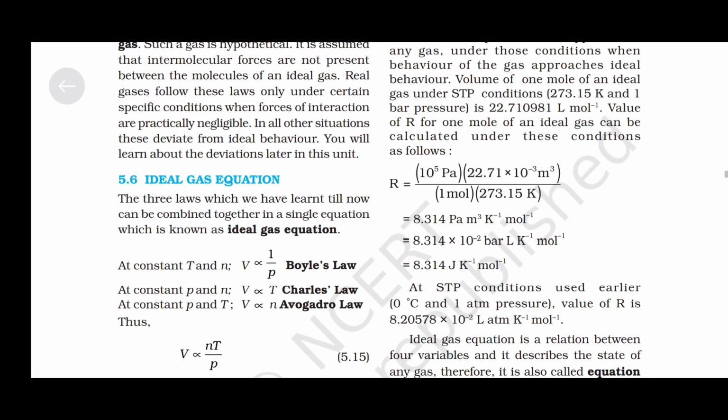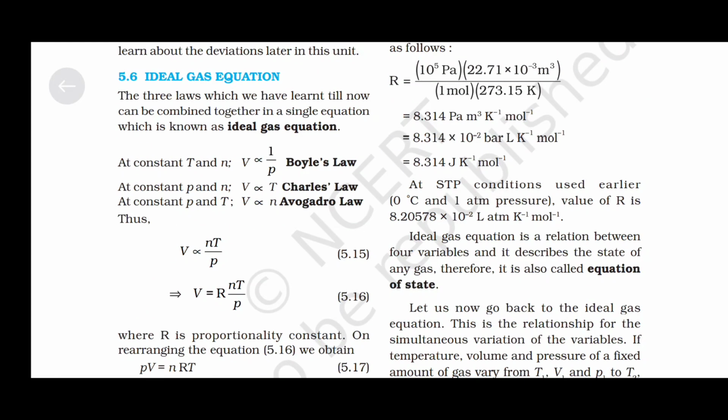Ideal gas equation. The three laws which we have learned till now can be combined together in a single equation, which is known as ideal gas equation. At constant temperature and n, that is number of moles, V is directly proportional to 1 by P, or pressure is inversely proportional to volume, Boyle's law. At constant pressure and number of moles, volume is directly proportional to temperature, Charles' law. At constant pressure and temperature, volume is directly proportional to number of moles, Avogadro law.